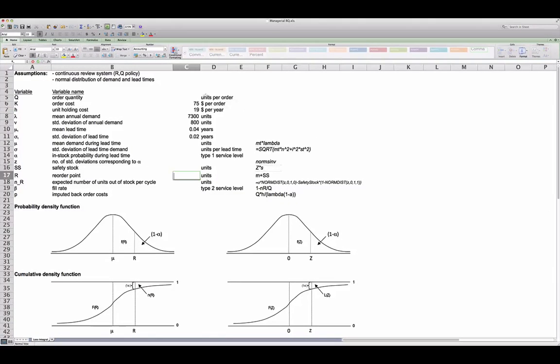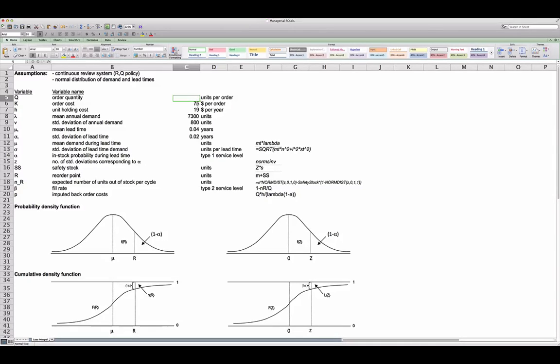Hello, and thank you for coming back for the discussion of the Managerial RQ policy. In this video, I have two objectives. Number one, to show you how we can find the inventory parameters, that is, the order quantity Q and the reorder point R, if a managerial policy is in place. And to do that, we're going to be taking a look at this worksheet right here.